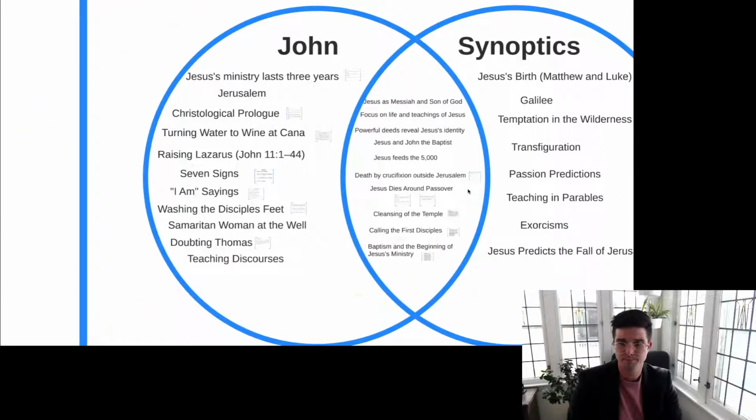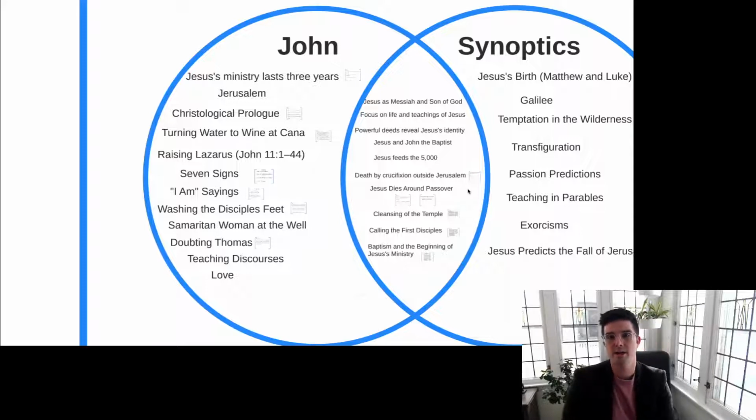So whereas in the Synoptics Jesus teaches in parables, and teaching in parables is absent in the Gospel of John, Jesus is going to teach in long discourses in the Gospel of John. And the Gospel of John is sort of going to be, in some ways, structured by these discourses of Jesus's teaching, these long, extended places where Jesus teaches.